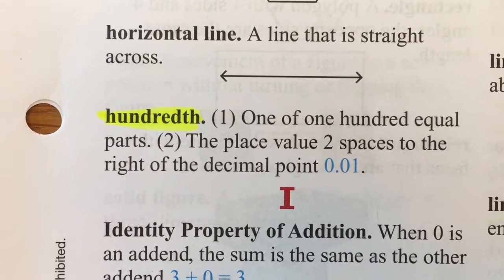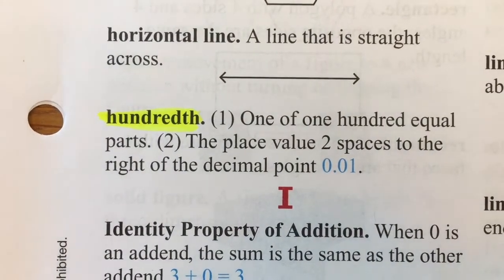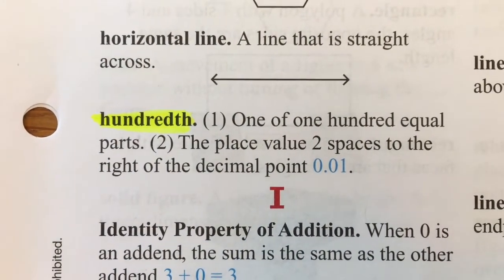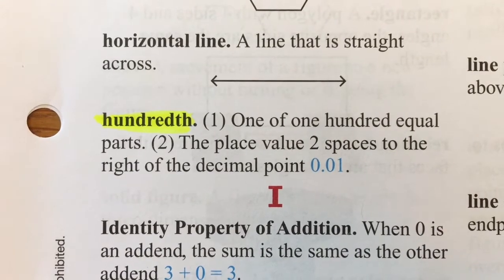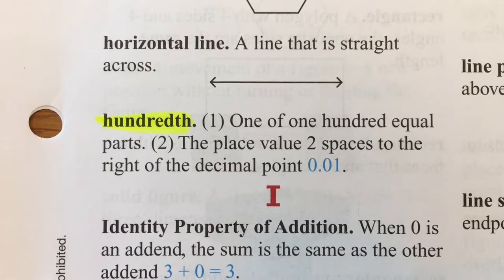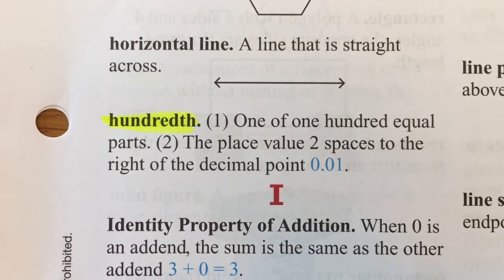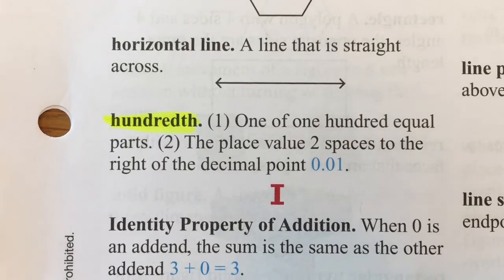Okay. Hundredth, H-U-N-D-R-E-D-T-H. So it's basically your word hundred with a TH sound at the end. One of 100 equal parts. The place value 2 spaces to the right of the decimal point. So in 0.01 example, it is the 1.